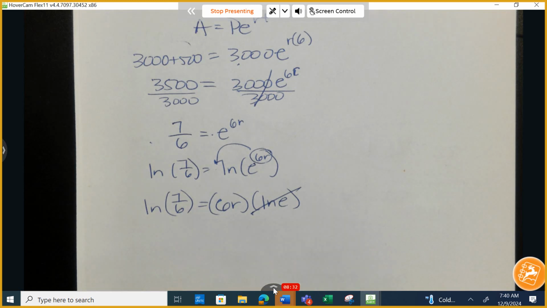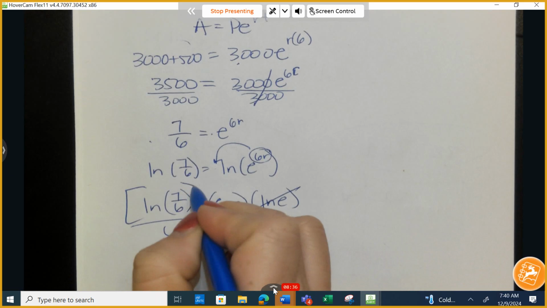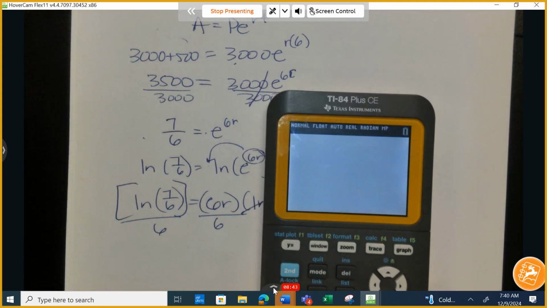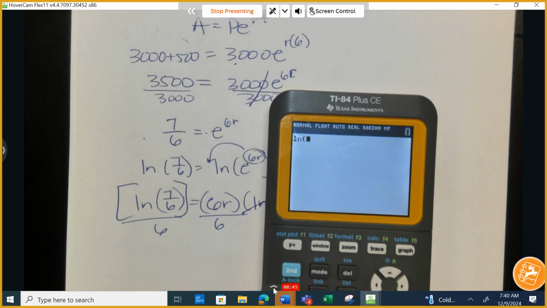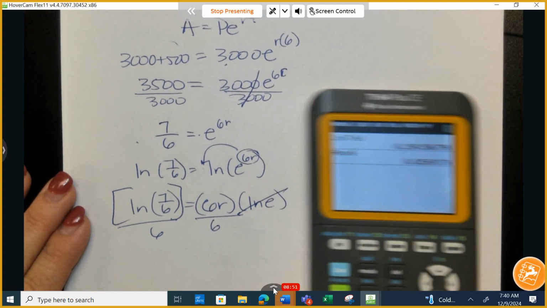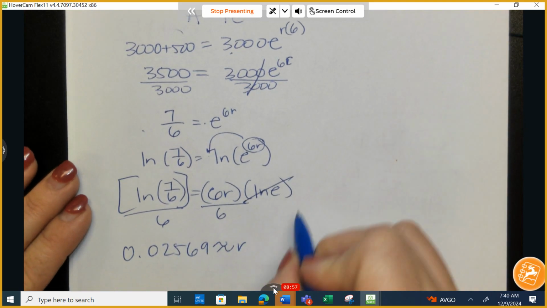ln of e simplifies to 1. And now to solve for r, I'm going to divide both sides by 6. It's very important that first I evaluate the top, and I have it in parentheses, and then I divide by 6. So it's going to look like this. I have the ln, and it already has parentheses, 7 divided by 6. I'm going to get an answer by pressing enter, and then I'm going to divide it by 6. 0.02569, and so on.